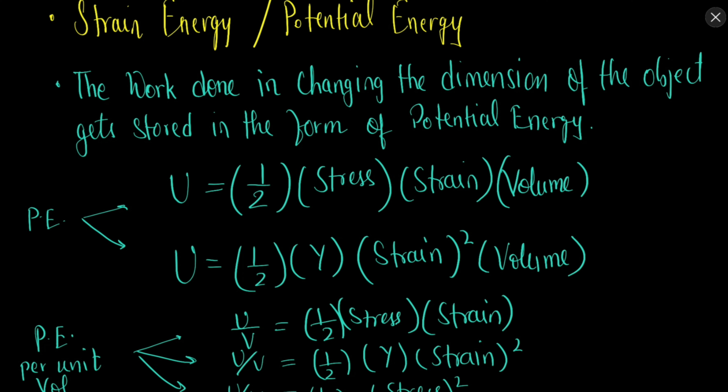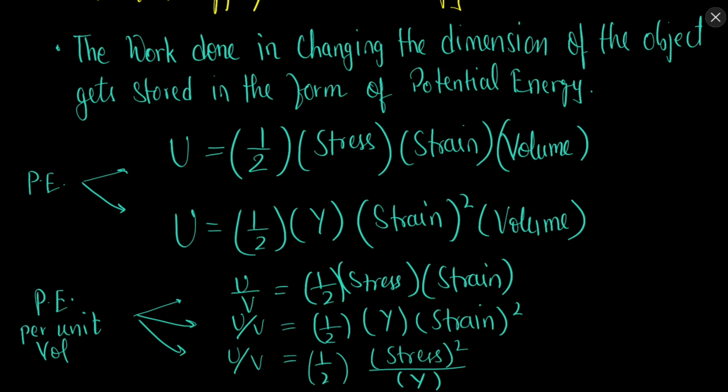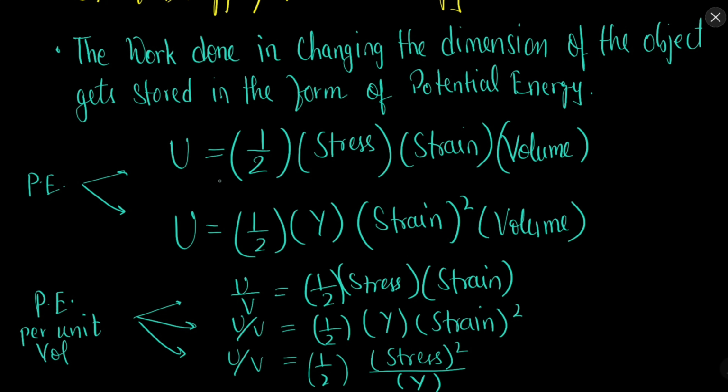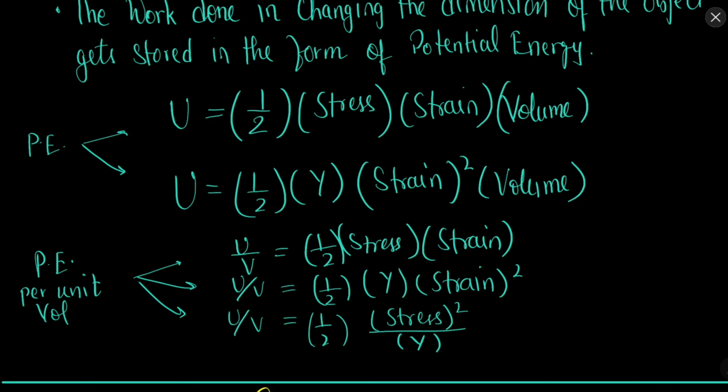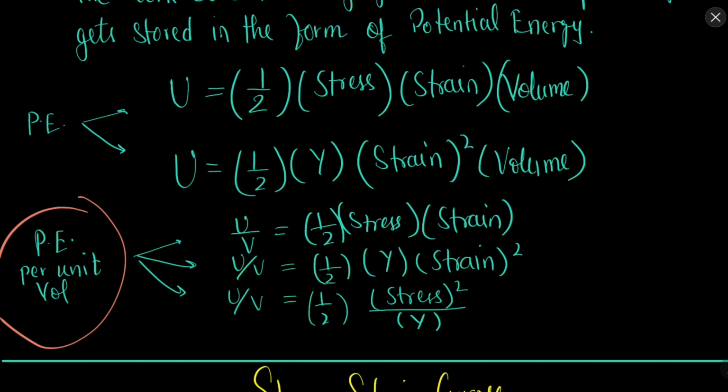So these are a few formulas which will be helpful. Potential energy U is equal to half into stress into strain into volume. There is another formula, half into Young's modulus into strain square into volume. Now if you want to find the potential energy per unit volume, just divide the above formula by volume and you will get half into stress into strain, or half into Young's modulus into strain square, or half into stress square upon Young's modulus.